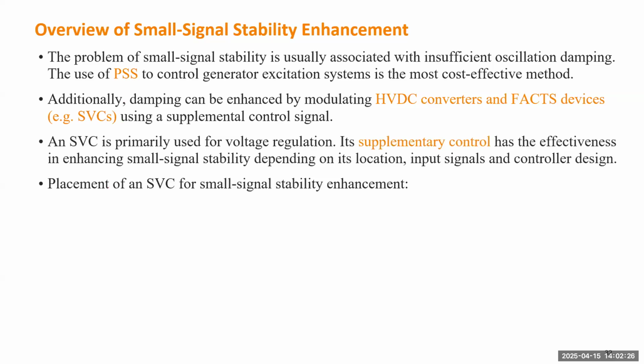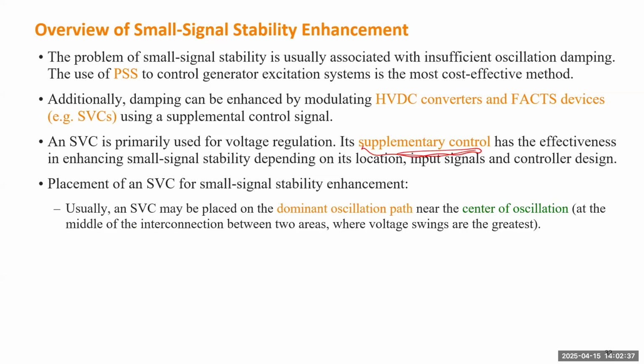And also you can utilize some supplementary control. Similarly to the PSS, you can bring a remote signal to give you the best control on the damping. How do you place an SVC? If you only have a single SVC, that one will try to mitigate the voltage variation. You definitely need to place it on the dominant oscillation path and on the center of oscillation, similar to the two generator case. Okay, you put a single SVC there, and it will improve damping.